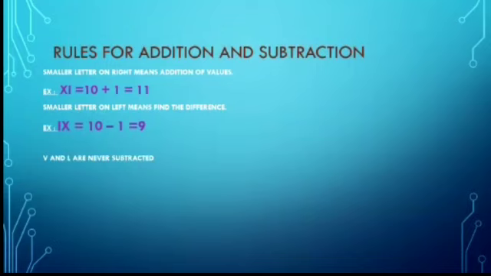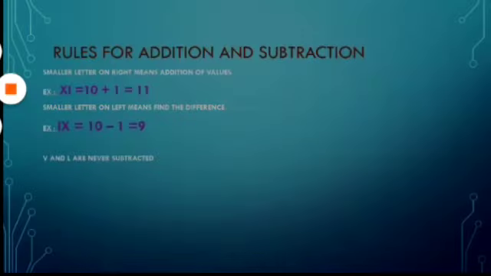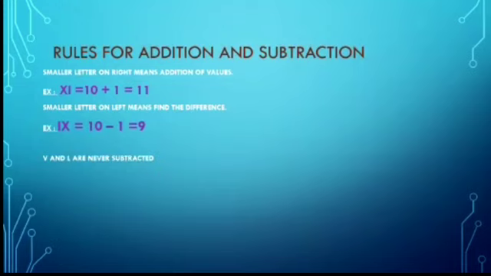If a smaller alphabet appears after a bigger alphabet, we have to add. I am repeating again. If a smaller alphabet appears after a bigger alphabet, we have to add. If a smaller letter appears before a bigger letter, we have to subtract. Always remember, after addition, before subtraction. V and I never subtracted.